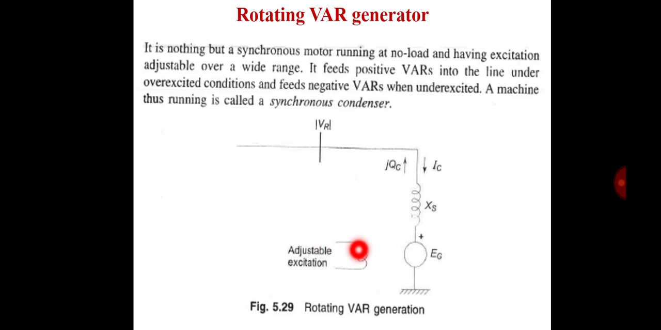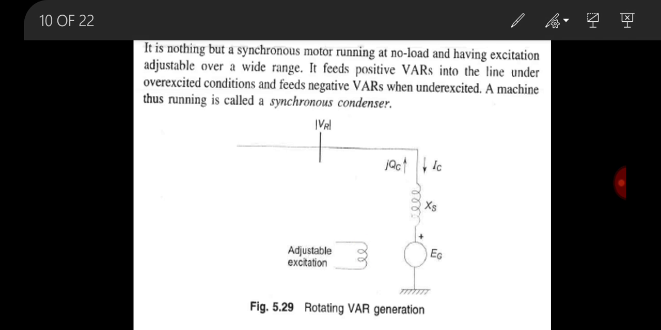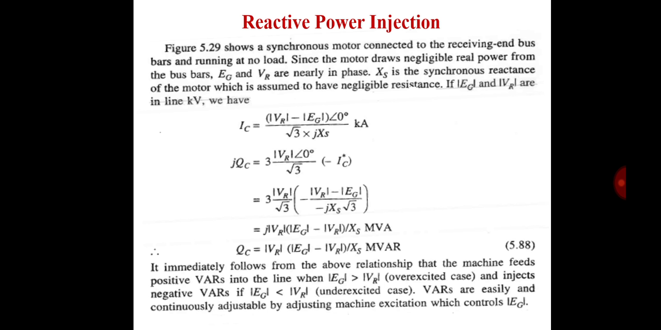Here is the adjustable excitation. The figure shows a synchronous motor connected to a receiving end bus bar and running at no load. Since the motor draws negligible real power from the bus bar at no load, EG and VR are nearly in phase. XS is the synchronous reactance of the motor, which is assumed to have negligible resistance.